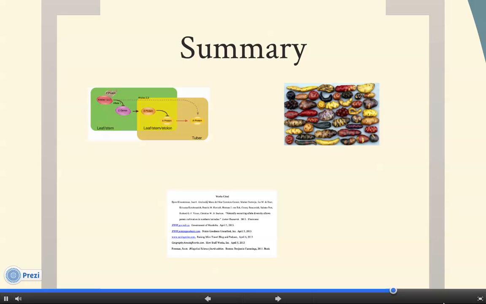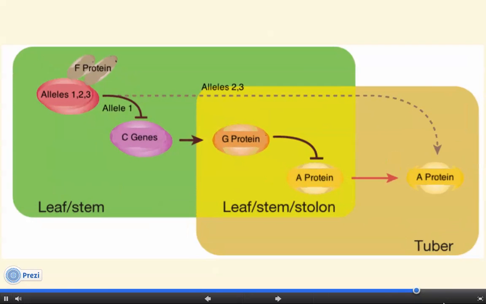So what have we learned? Alleles 2 and 3 act as indirect inducers of protein A and therefore early tuberization, as seen by the dotted line arrow. Allele 1, however, contains a binding terminal for the F protein, which destabilizes the allele. This causes a lack of C genes and therefore an excess of G proteins, which suppress the A proteins, causing late tuberization.